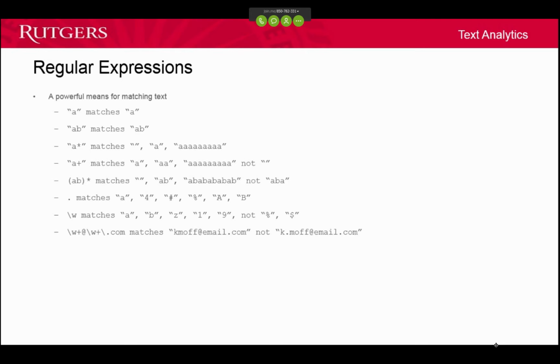\W plus matches K, M, O, F, F, but does it match the @? No, \W wouldn't match it, only numbers and letters. So go back here, it looks to see if there's an @ to match this. Yes. Okay. Now there's an email, so that matches the \W plus. Then the period right here, and then com matches com. So this will match an email address, but it won't match this one.